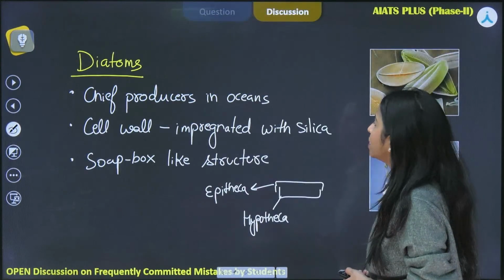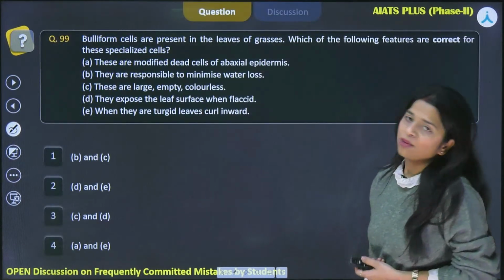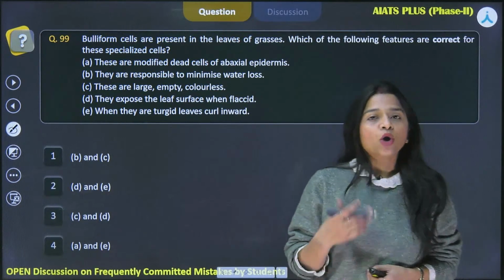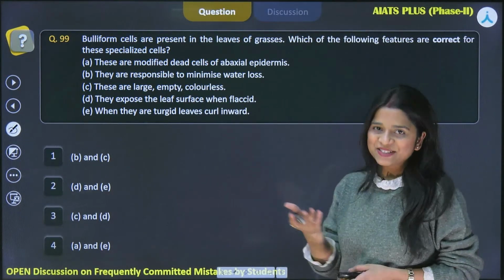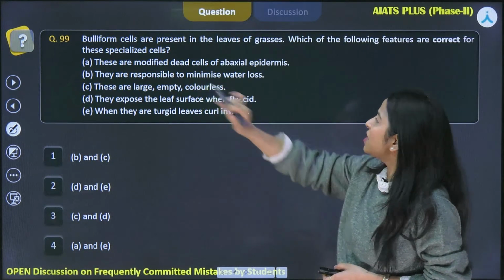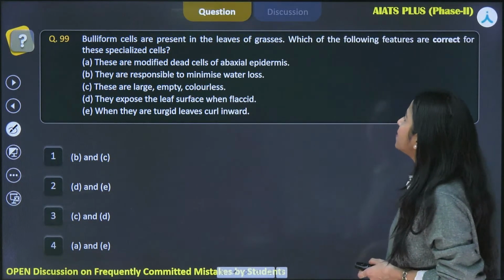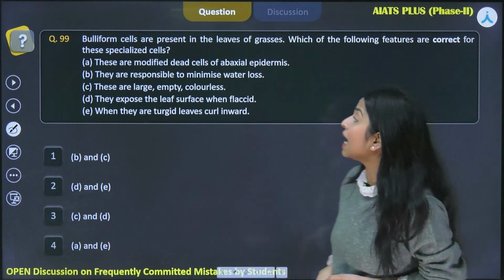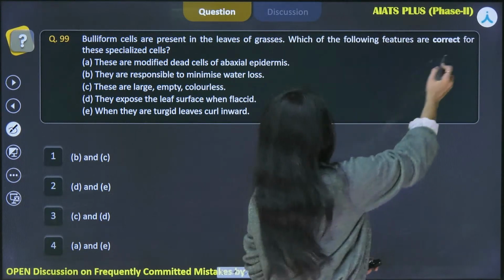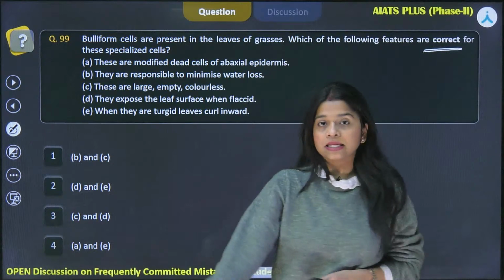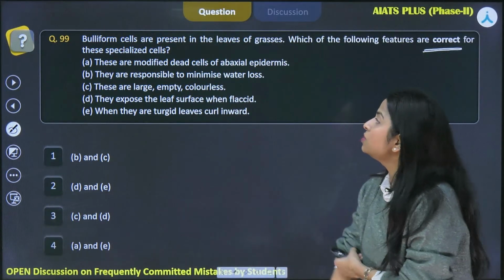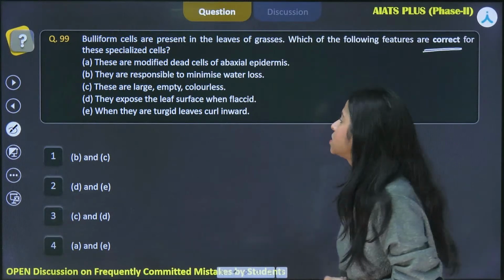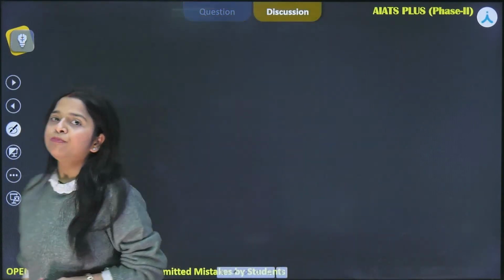Moving to the next question. Bulliform cells. This question is from your plant anatomy. Bulliform cells are present in the leaves of the grasses. Which of the following features are correct? We have to see the correct characteristic from the ones that are given from A to E about these specialized cells. So let us learn about the bulliform cells.